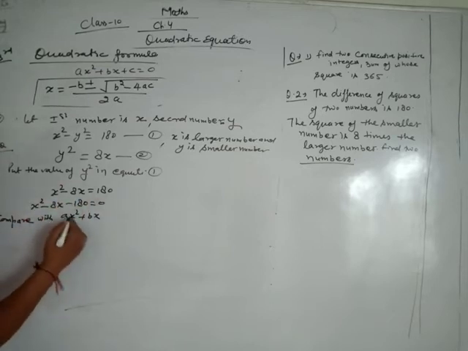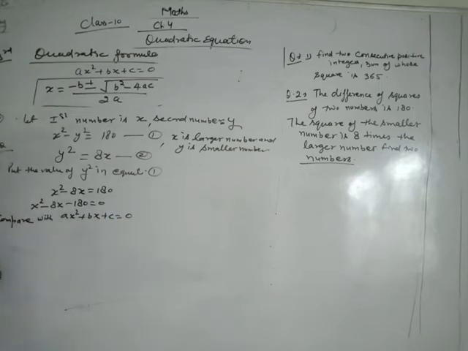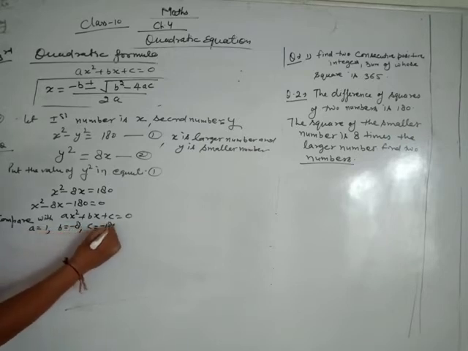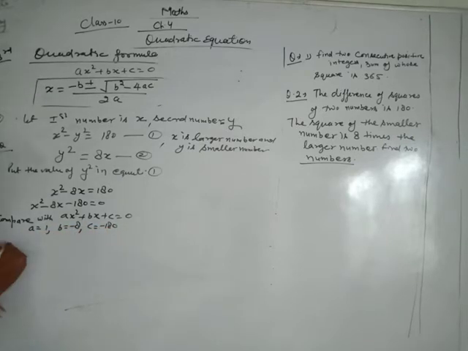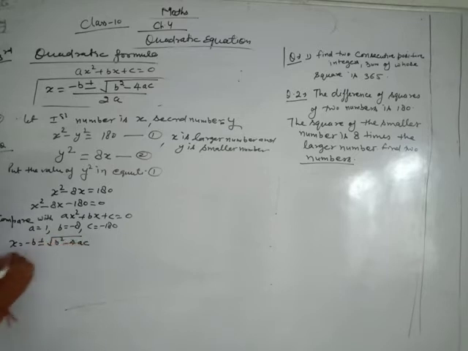Compare this with ax square plus bx plus c equal to 0. So now we get a equal to 1, b equal to minus 8, c equal to minus 180. Now using the formula, x equal to minus b plus minus root b square minus 4ac by 2a. Put the values into this equation.